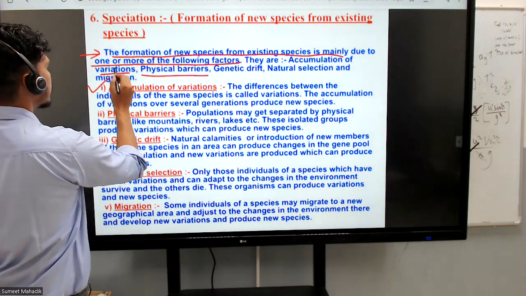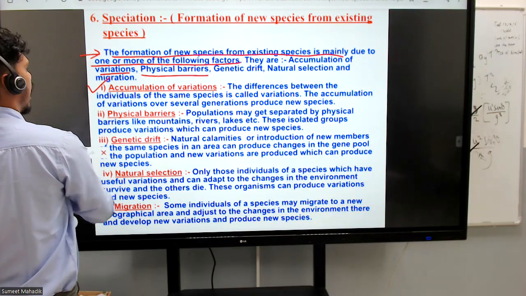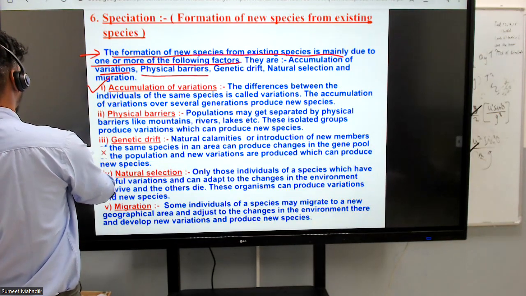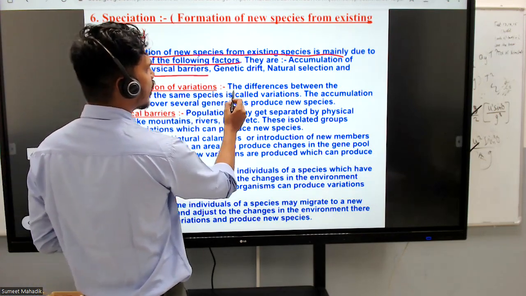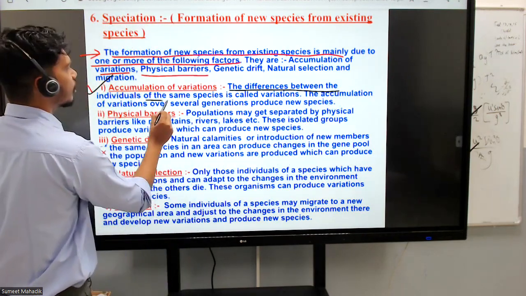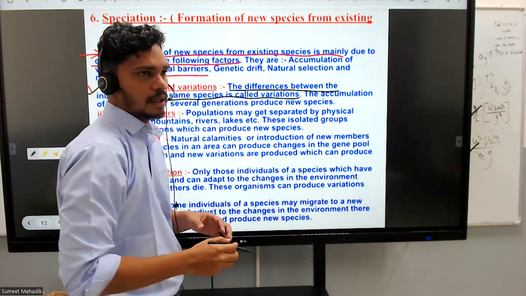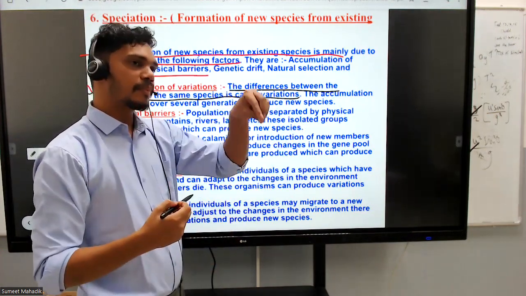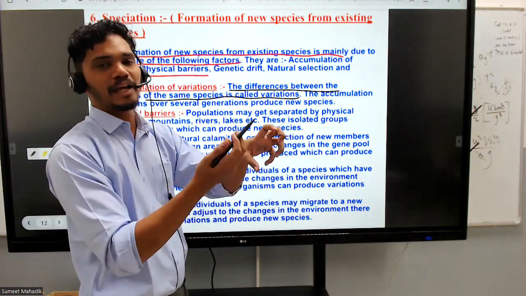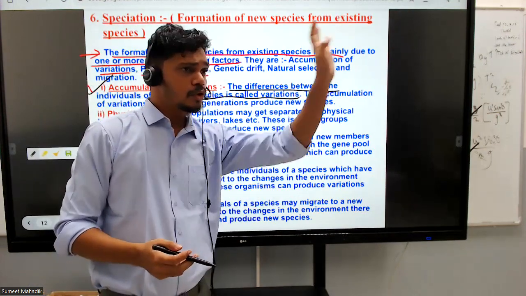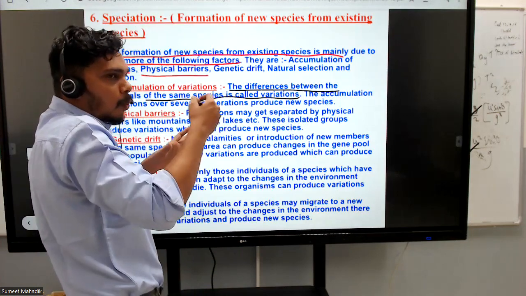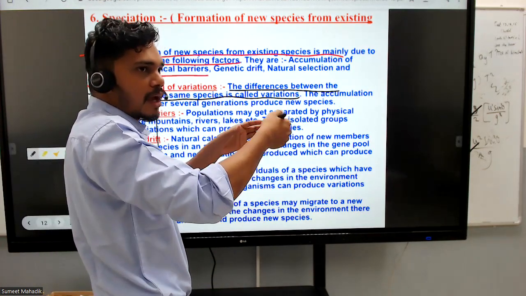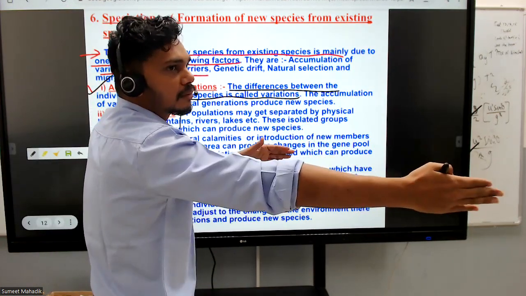First is accumulation of variation. What is accumulation? The difference between individuals of the same species is called variation. In the same community, suppose something like a mutation or inaccuracies in DNA is happening, a new species is going to form. That is variation. In the accumulation, whatever species is going to form, it is also going to produce its own community.